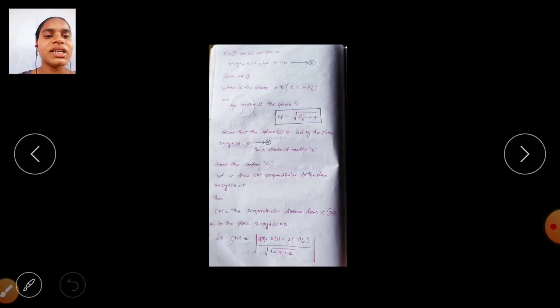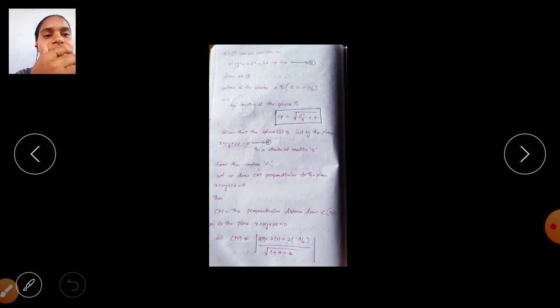From equation 3 we get the center of the sphere. How can we find the center? Center C is equals to minus u, minus v, minus w. Equation 3 can be compared with the general equation x square plus y square plus z square plus 2ux plus 2vy plus 2wz plus d is equals to 0, and we find that 2u is equals to 0, 2v is equals to 0 and 2w is equals to lambda. So u is equals to 0, v is equals to 0 and w is equals to lambda by 2, and C of minus u, minus v, minus w gives 0, 0, minus lambda by 2.